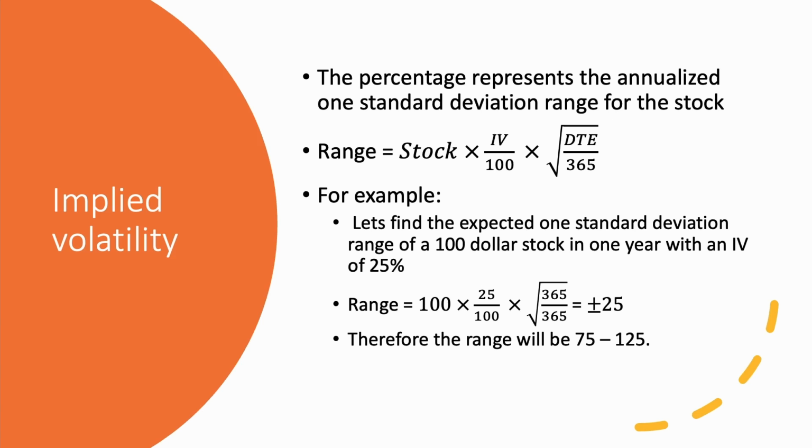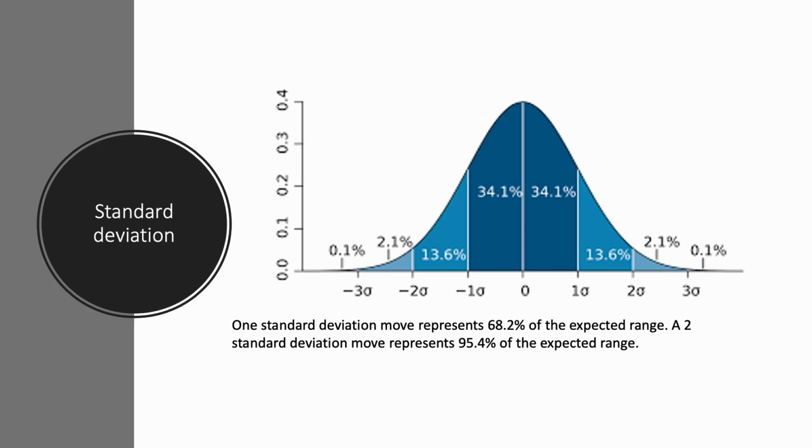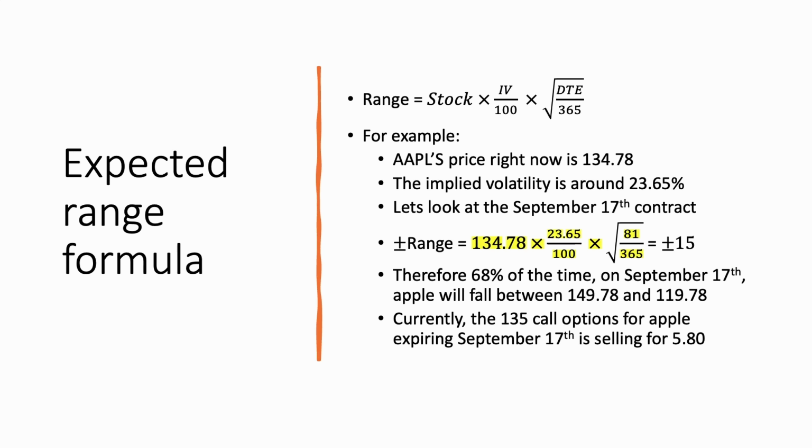Okay, so let's go over one more example to bring this point home and see how it relates to option prices. So on June 28th, Apple is at 134.78 with an implied volatility of 23.65% on the September contract. If we look at the September 17th contract, which is 81 days to expiry, we can see that in 81 days, 68% of the time, Apple will be between 119.7 and 149.78. And we simply just got that by inputting those numbers into the formula.